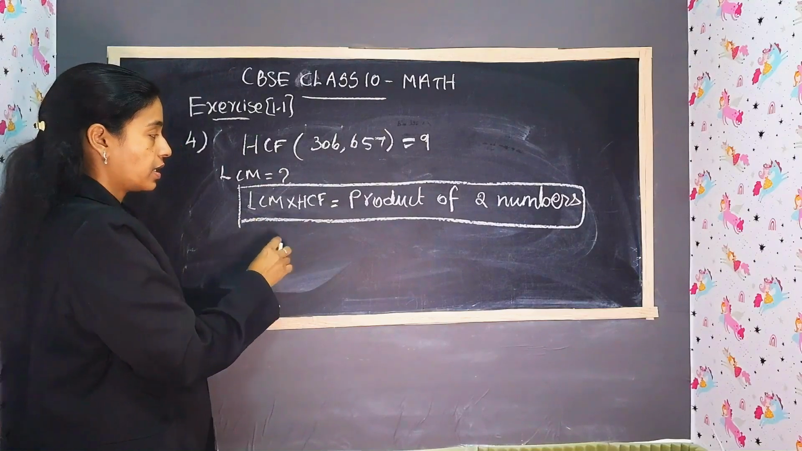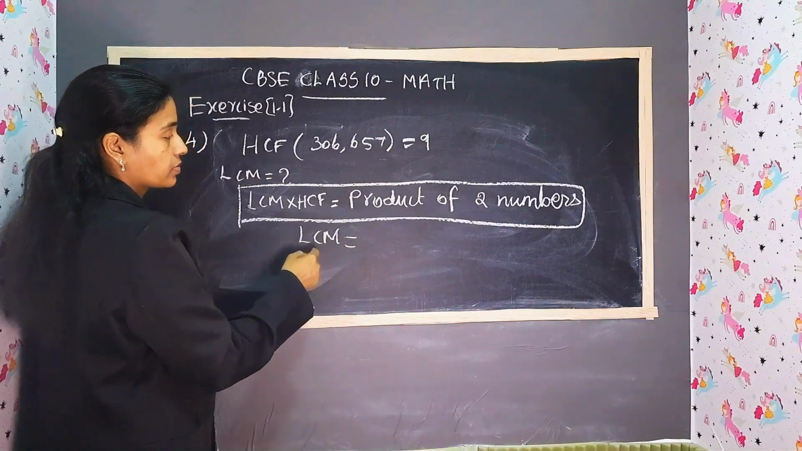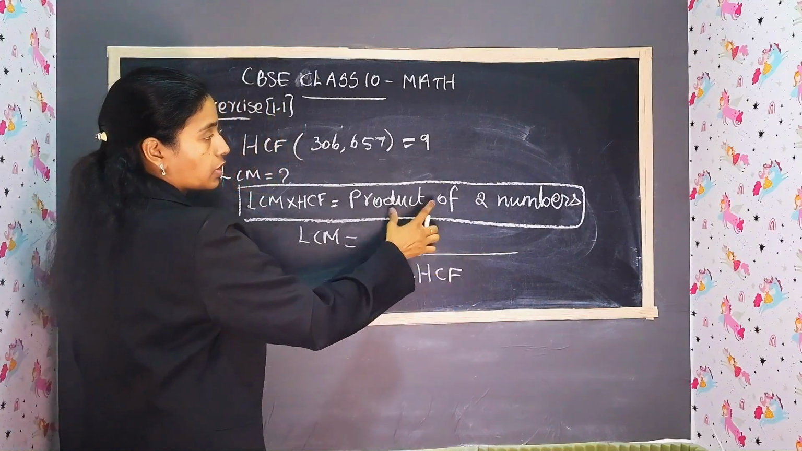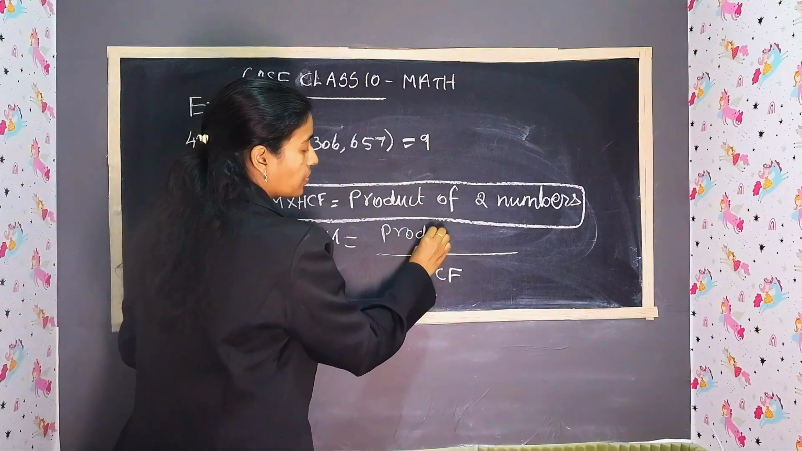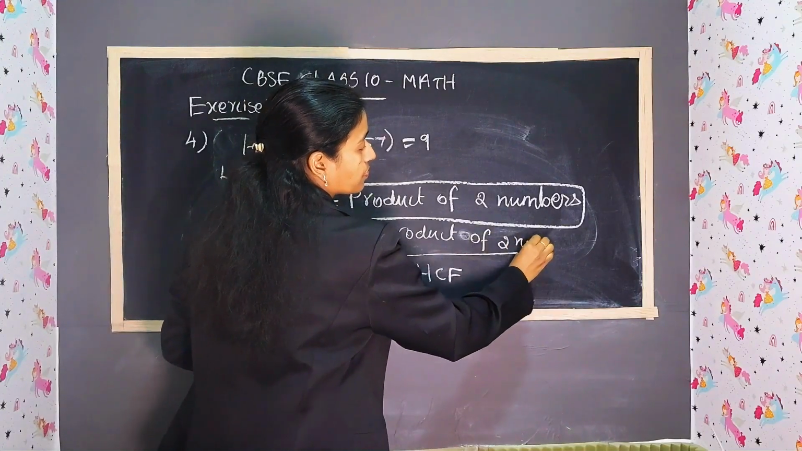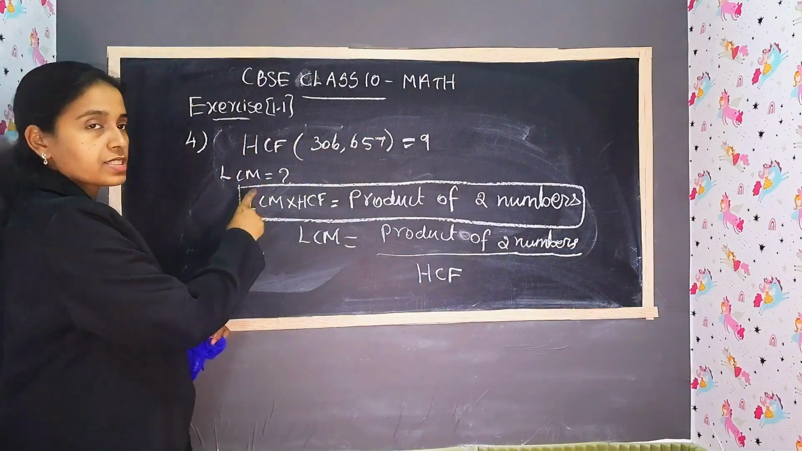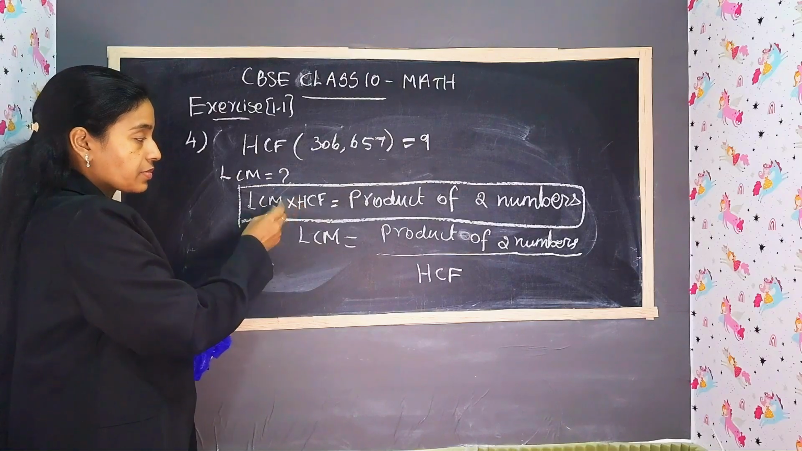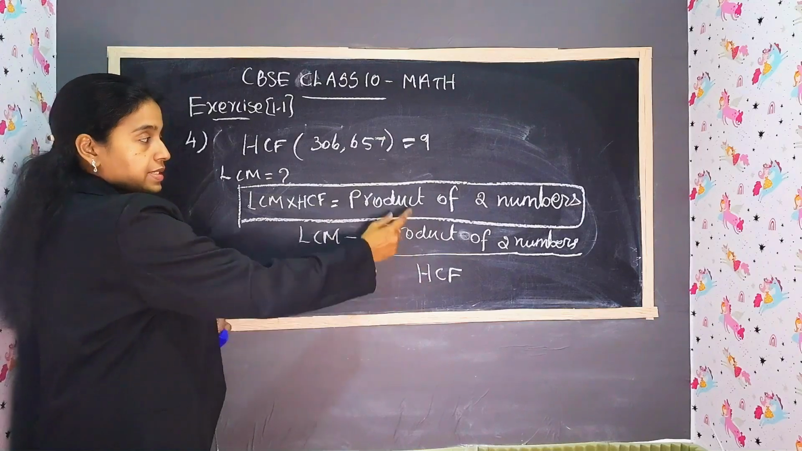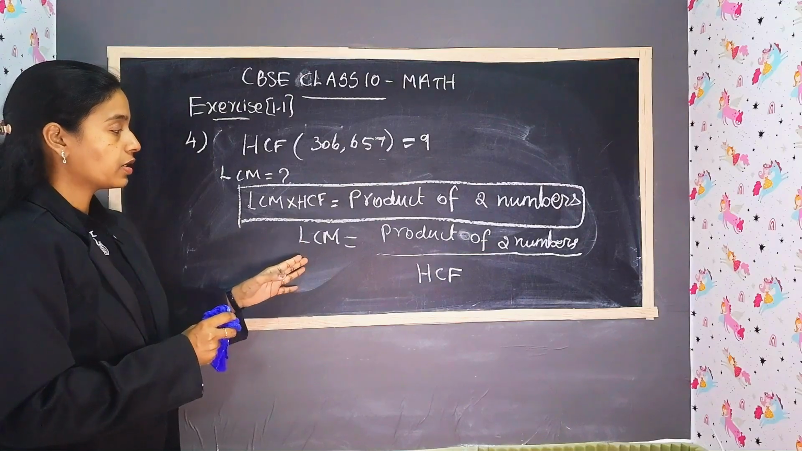So from this, I can take LCM here. If I am taking LCM here, this HCF will be coming this place, right? Product of two numbers would be in this place. This is the basic formula you have to know. From this I am taking LCM here. If I am taking LCM here, this HCF will go this place and product of two numbers would be here only. From this formula we can find out LCM.